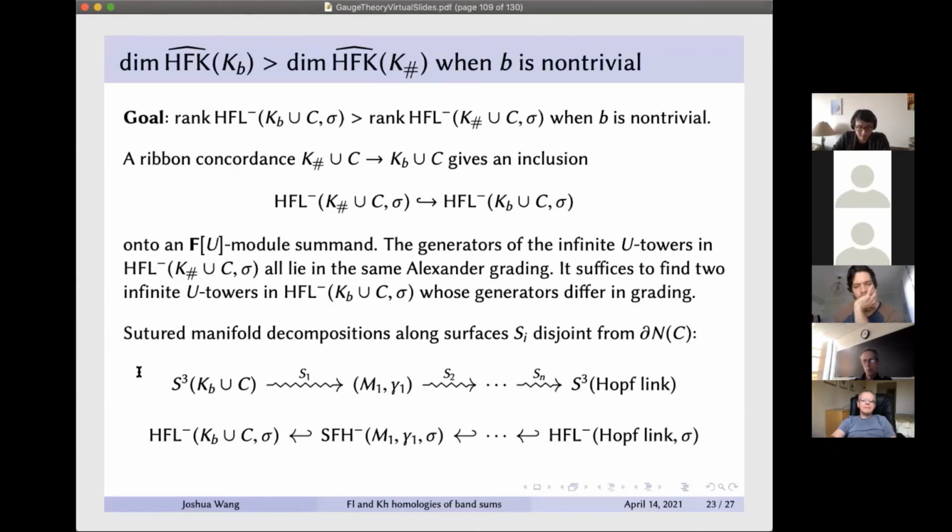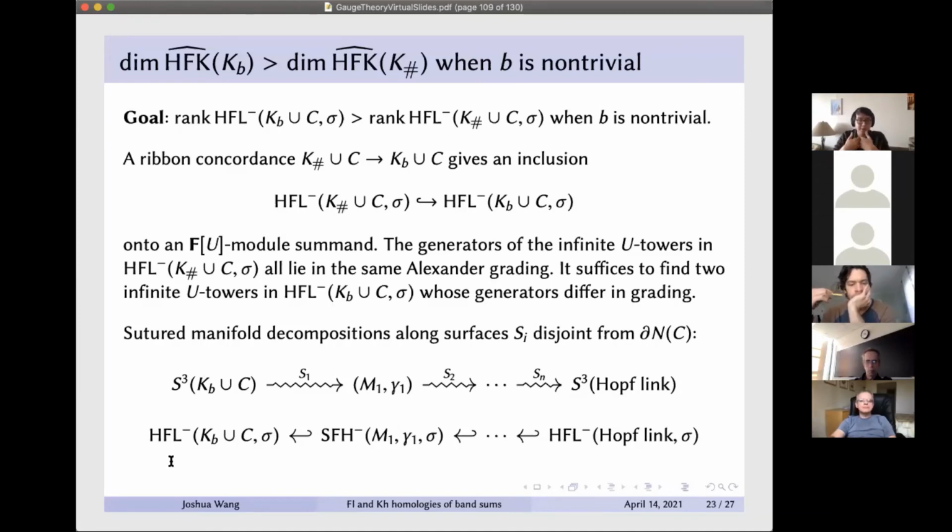So let me just remind you that if you start with a sutured manifold, for example, the sutured exterior of K_B union C, and you do a surface decomposition, a nice surface decomposition, you'll get a balanced sutured manifold. And Juhász defines a Floer homology group for the sutured manifold, and he proves that it sits as a direct summand of the sutured Floer homology group of the original sutured manifold. In our case, it would just be the link Floer homology of this link.